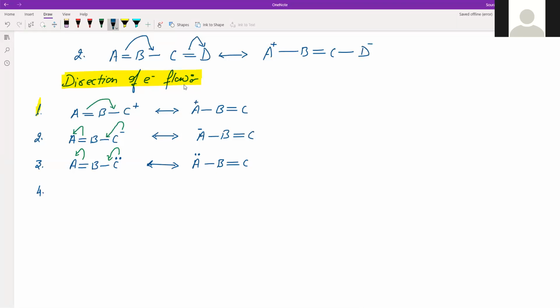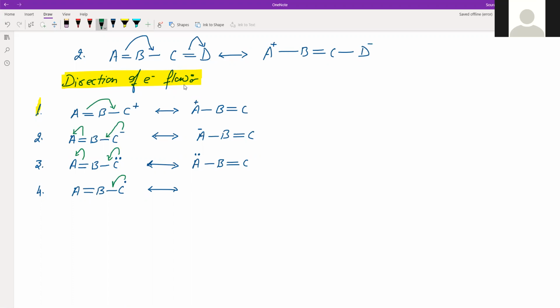Fourth case was for A double bond B and single bond C, and on C there was a free radical. Now here the transfer is of a single electron, not a pair of electrons. Because it is a single electron, I'll have to use a half arrow to show this. So this single electron moves from here to here. That's why I show it using a half arrow.